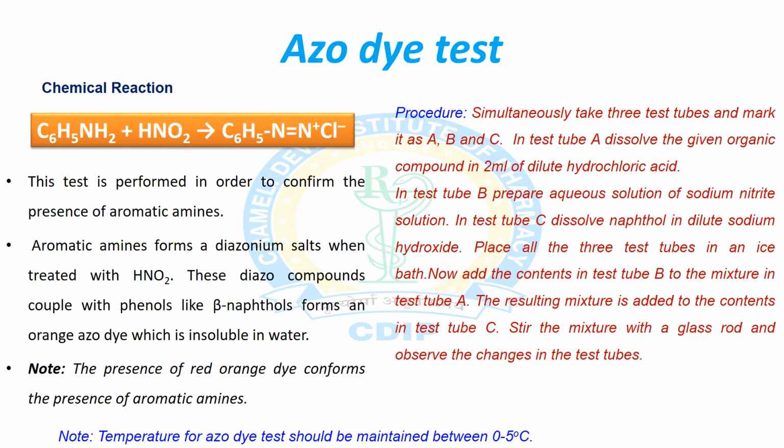The precaution to be taken here is that benzene diazonium salts are very unstable at room temperature. So whenever you are performing this azo dye test, you have to maintain the temperature between 0 to 5 degrees centigrade.